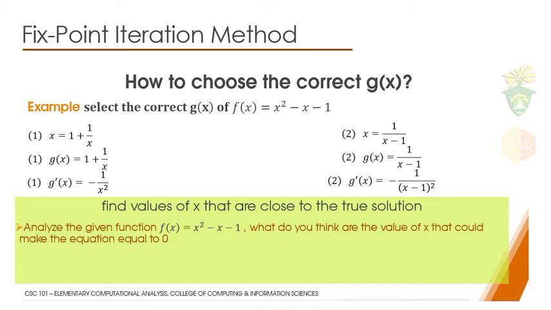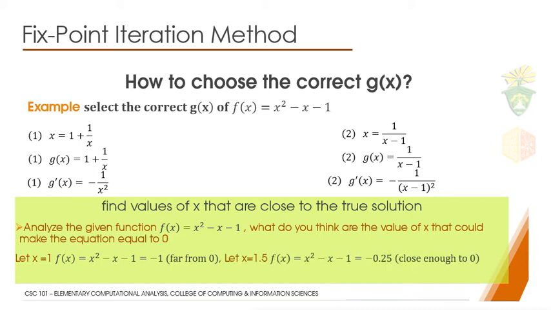So, we will analyze the given function. What do you think is the value of x that could make the equation equal to 0? Para sa inyo, unsa man? Pangita mog value nga makahimo aning equation equal to 0. Guess lang. So, ang pinakasayon is mag-start tag 1. So, try na nato ang 1. Okay, so negative 1. Layo ra siya sa 0.